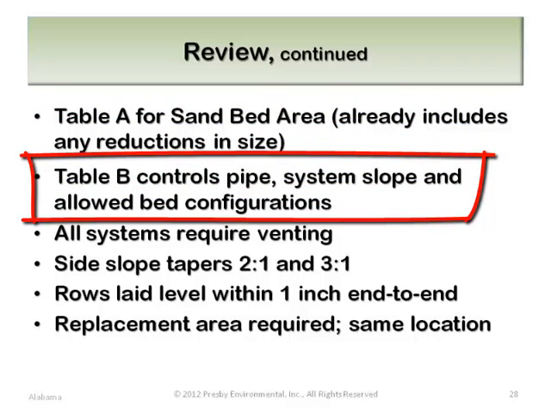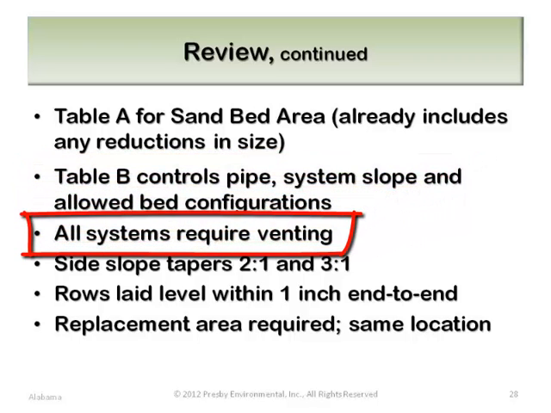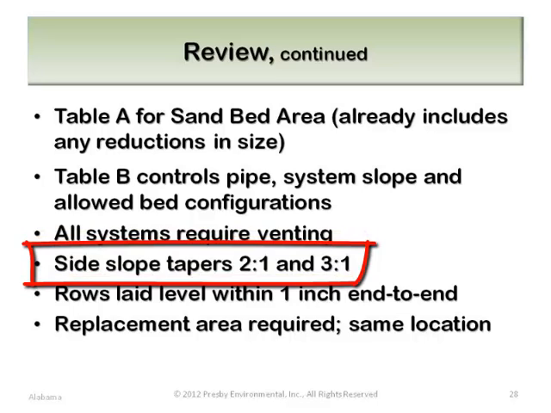Table B controls the allowable system slope, site or terrain slope, and the allowed bed configurations for a soil's given perk rate. All systems, regardless of daily design flow, are required to be vented to maintain an aerobic environment. If any portion of the bed extends above the original grade, the fill covering the field must have side slope tapers of 2:1, or 3:1 on the downslope side of a sloping bed.